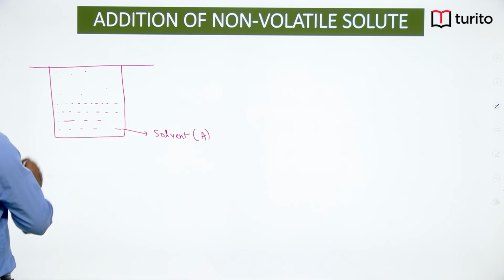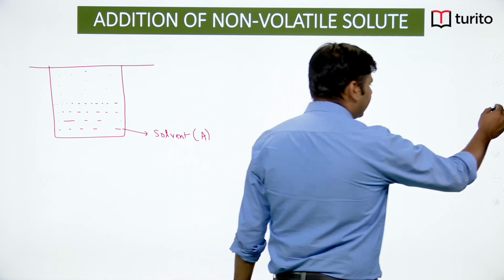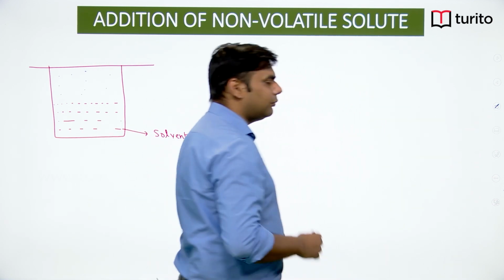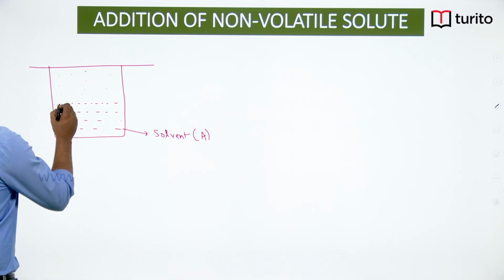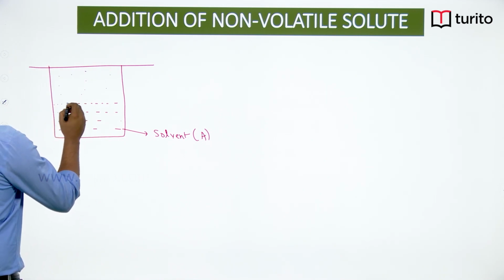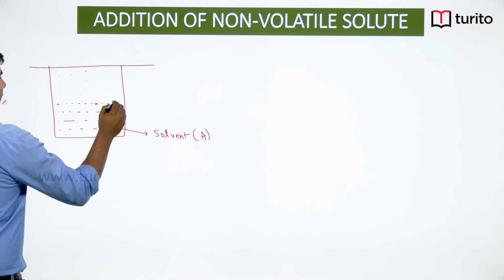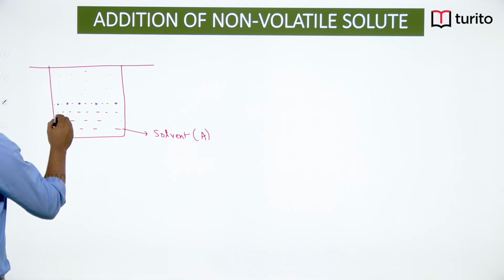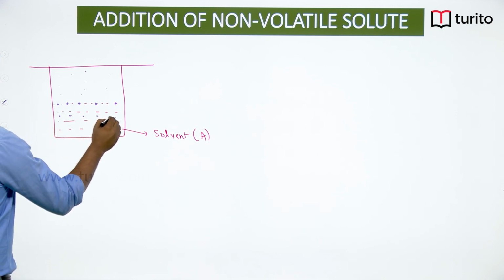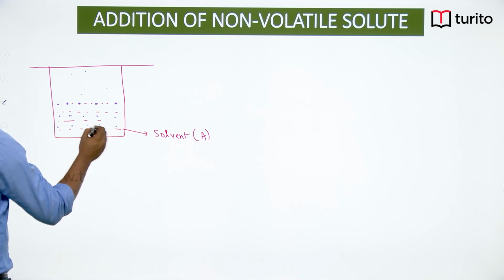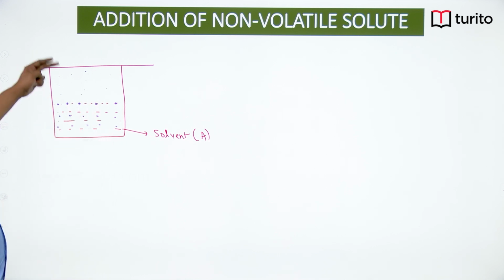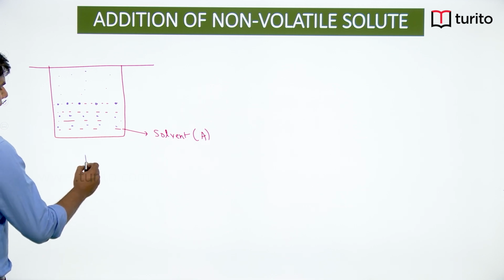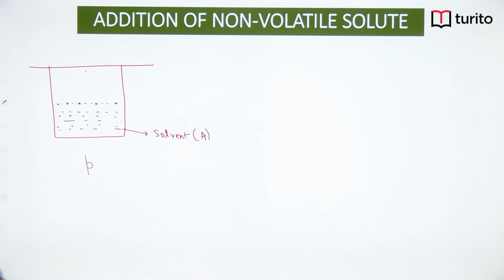Now when we are adding a non-volatile solute, the solute will get distributed in the solution, so there would be some solute that would come at the surface, replacing some of the solvent. So the number of solvent particles at the surface would decrease, so the vapor pressure would also decrease, because the number of molecules that are escaping out has decreased.